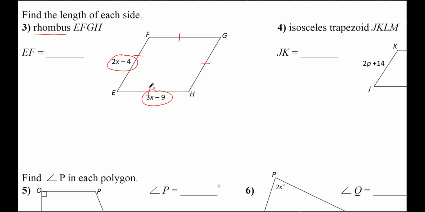I just set them equal to each other. Whatever x is, I always take the larger x and put it first. It just looks a little nicer that way. So watch, I take 3x minus 9 and set it equal to 2x minus 4. And now we just solve for x, but what does the question say? Find the what? The length of each side. Once I solve for x, what do I have to do? Plug it back in, okay?